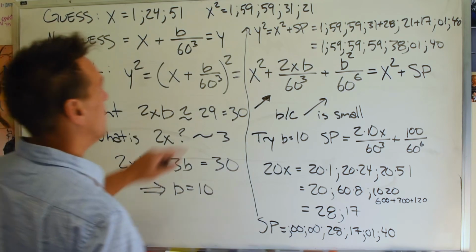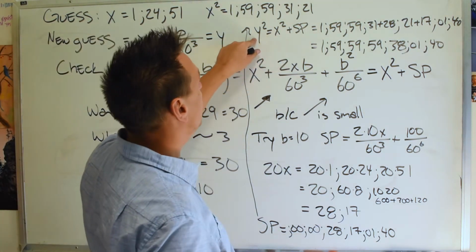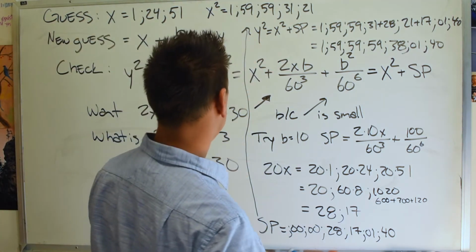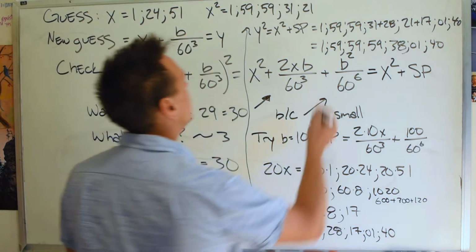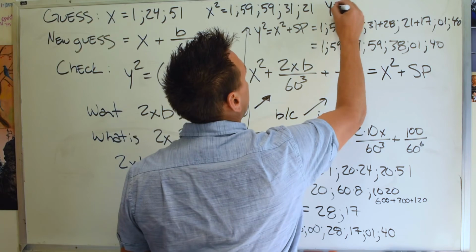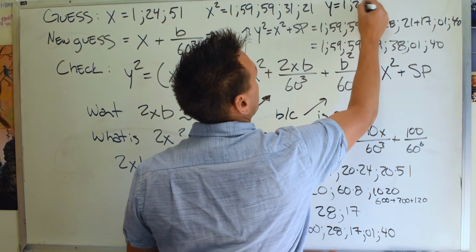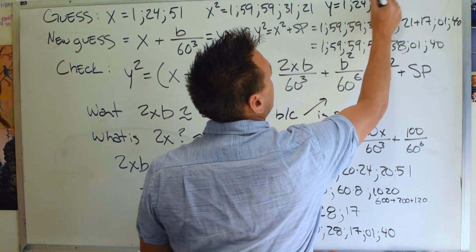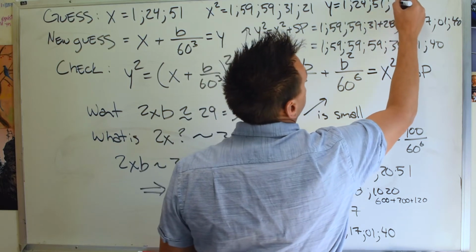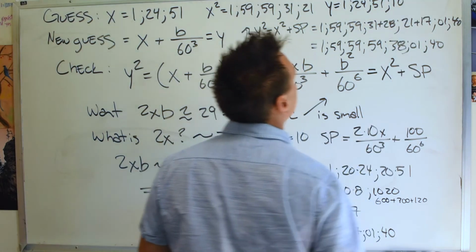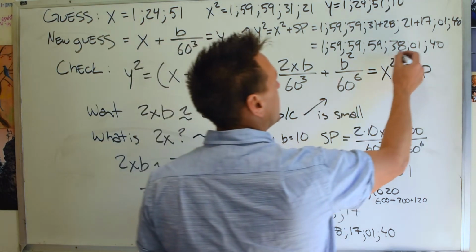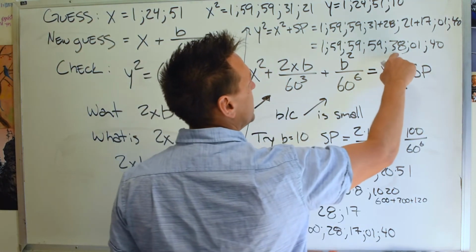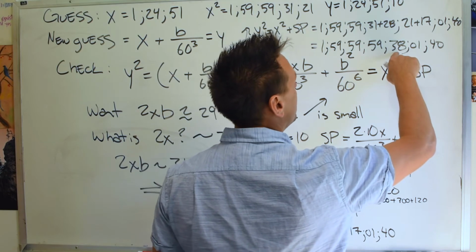What am I going to need to keep? I'm going to need to keep y squared. I'm going to need to keep my new guess. Where did I write that down? I didn't write it down all the way. I'm going to write y equals 1, 24, 51, 10. And then let's see. In this new place, what's my new guess going to be? In the next place over, the 4th place, I've got 38.